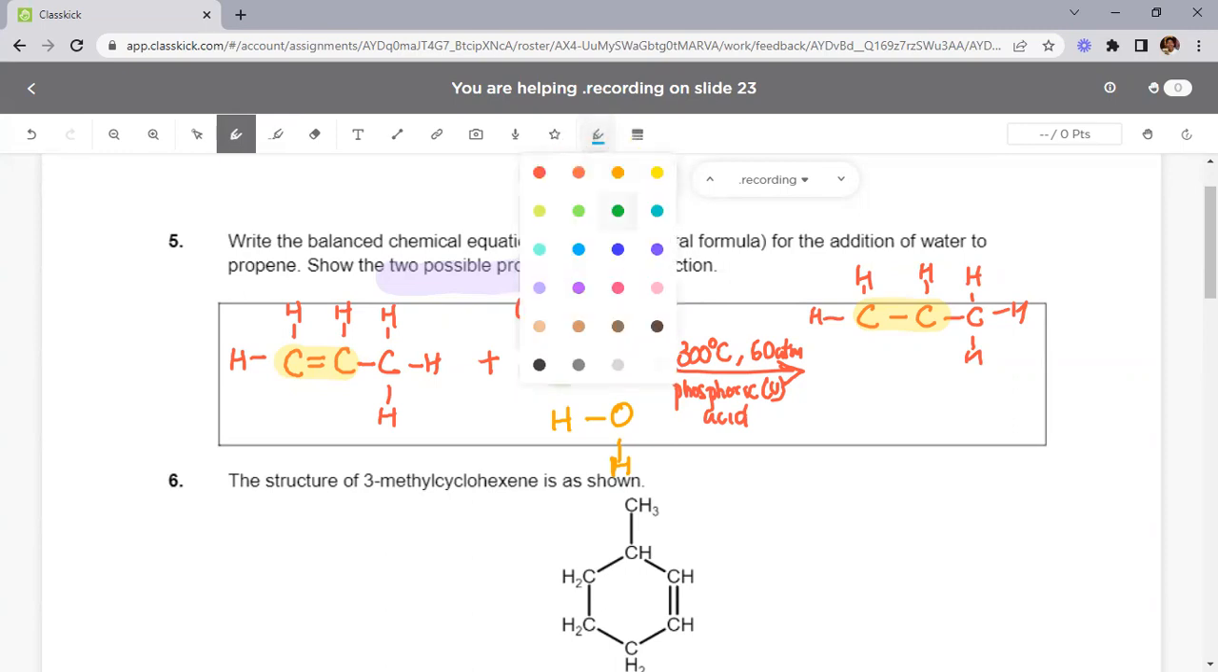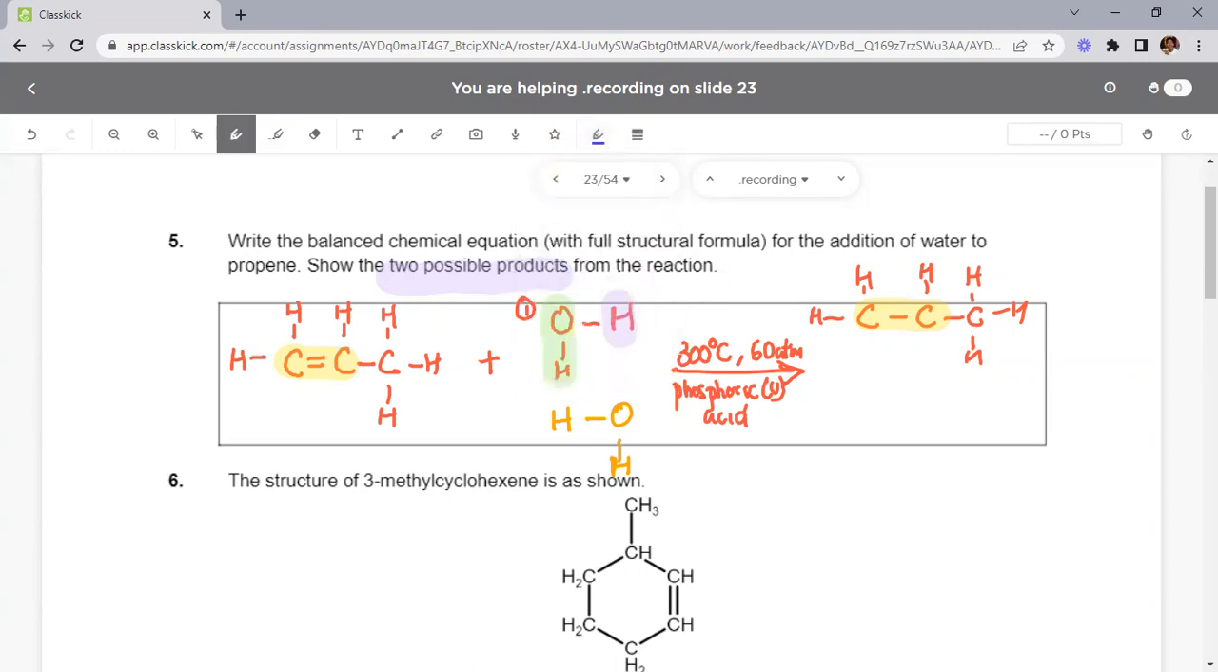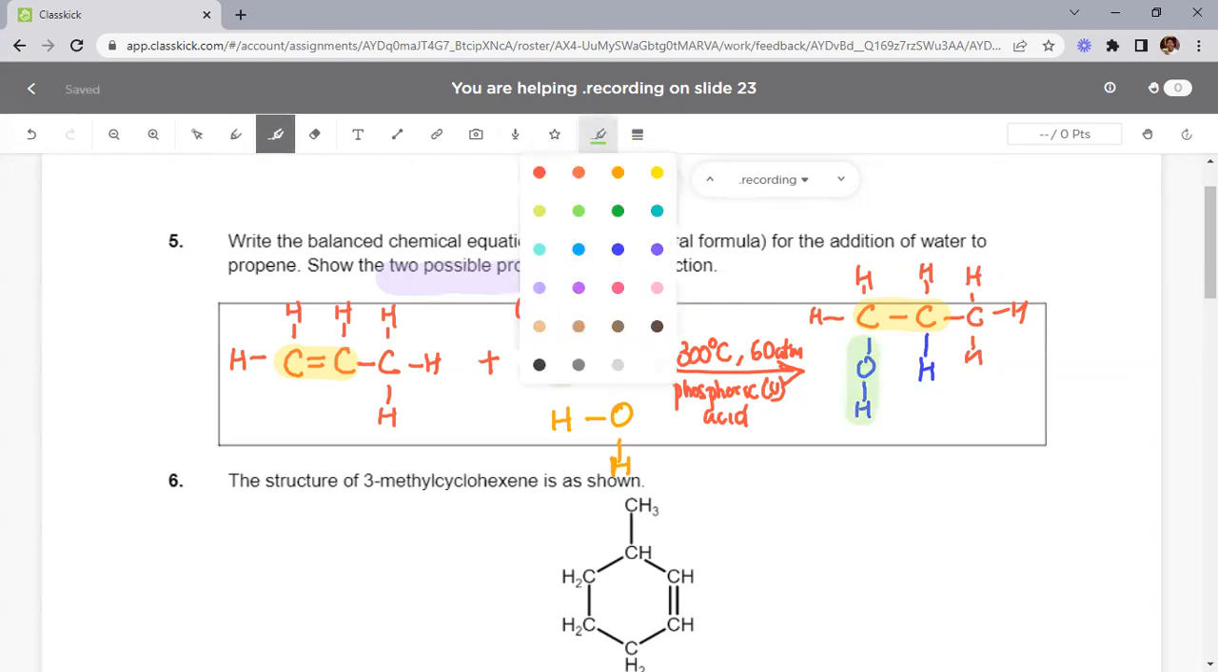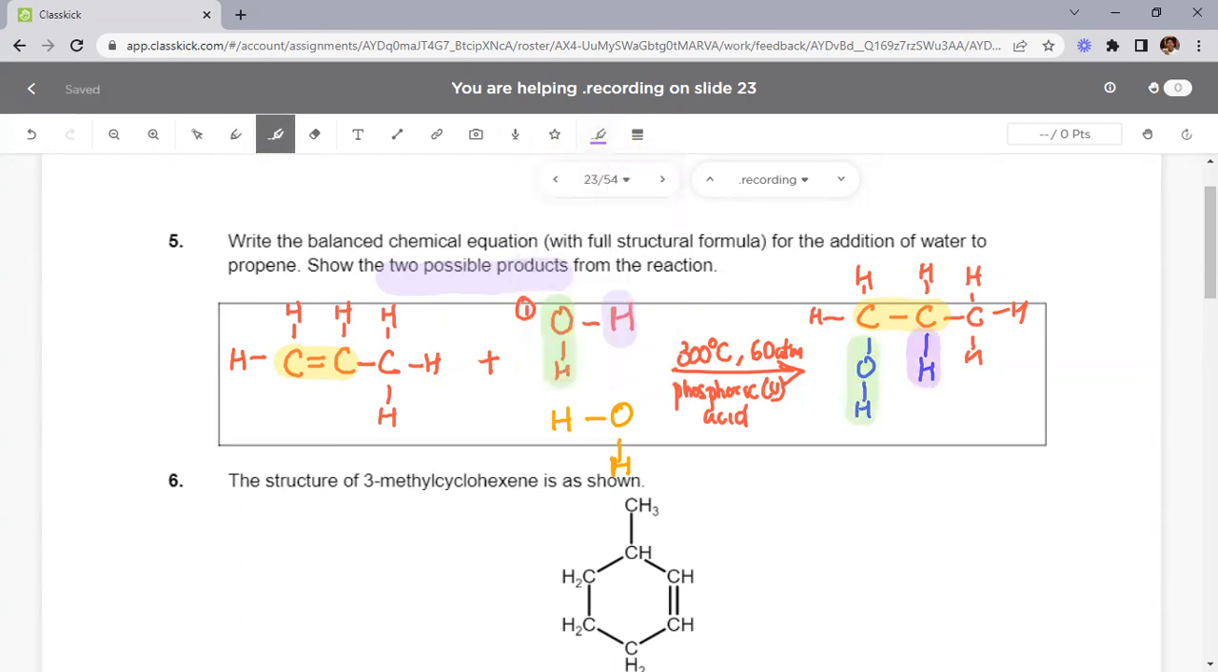So my new product here will be OH on the first carbon, H on the second carbon. Highlighting in green here to show you where the groups have attached accordingly. Okay, so this is the first product that I can get.